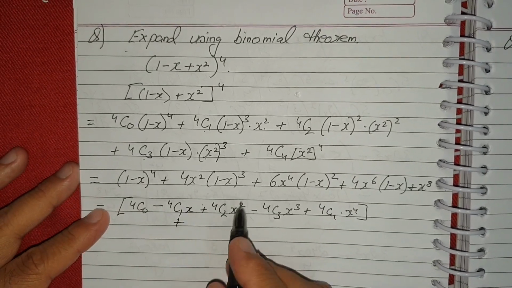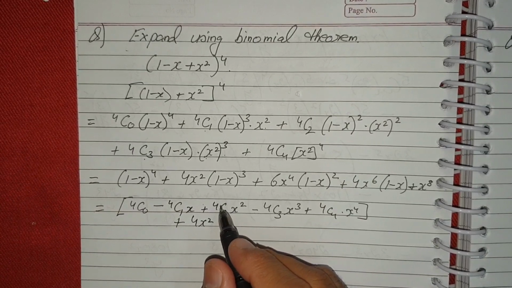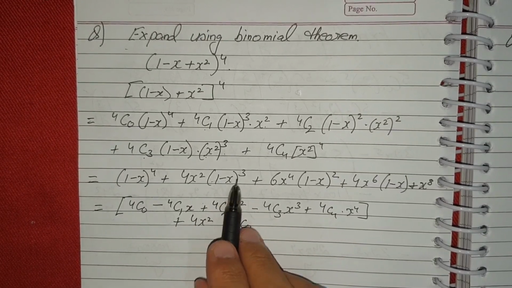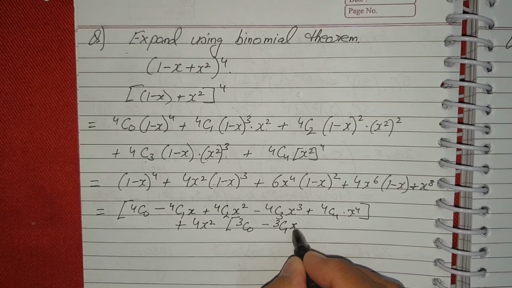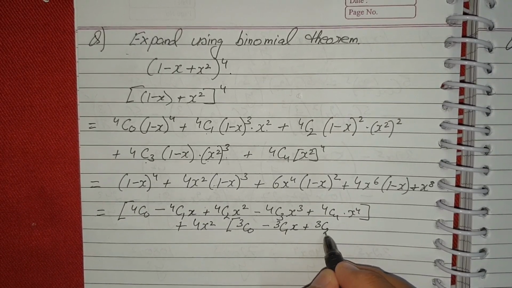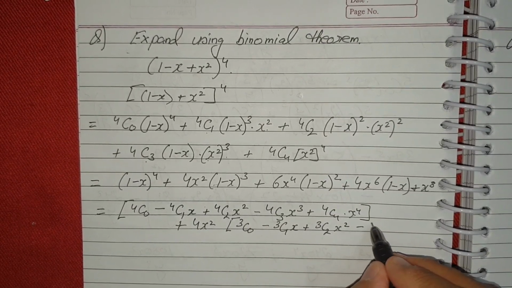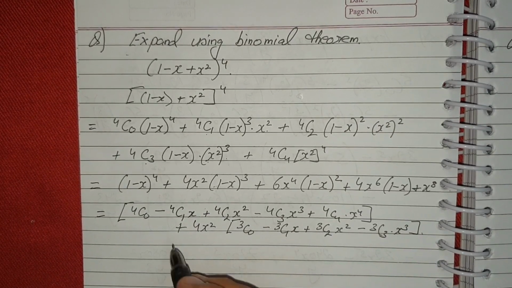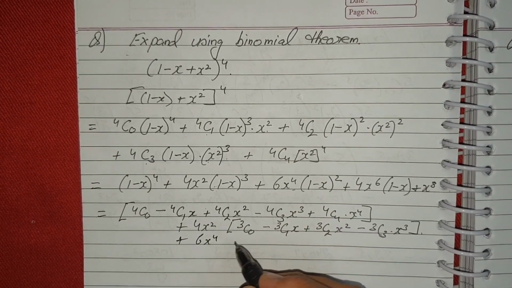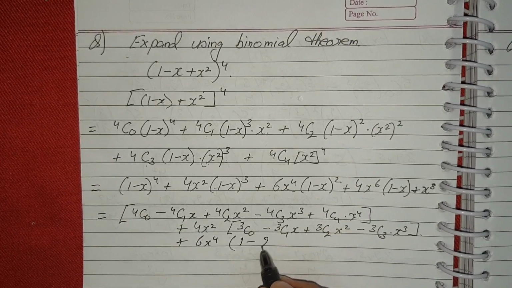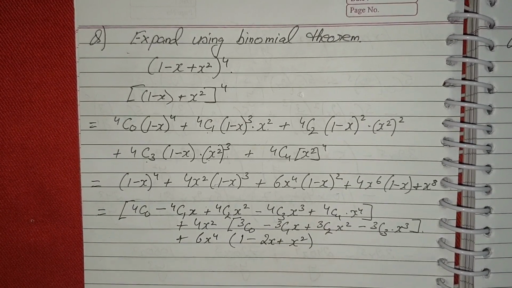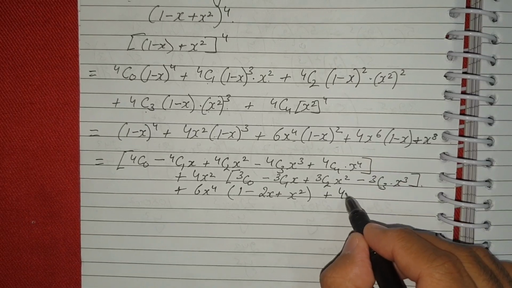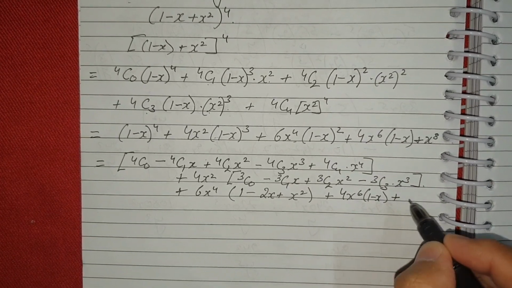Now plus this thing 4x square. Now again start brackets: 3c0, because this is (1 minus x) to the power 3, minus 3c1x plus 3c2x square minus 3c3x to the power 3. Okay. Now plus this term 6x to the power 4. Now just expand, we know that this is 1 minus 2x plus x square. We know this because this is a minus b whole square.